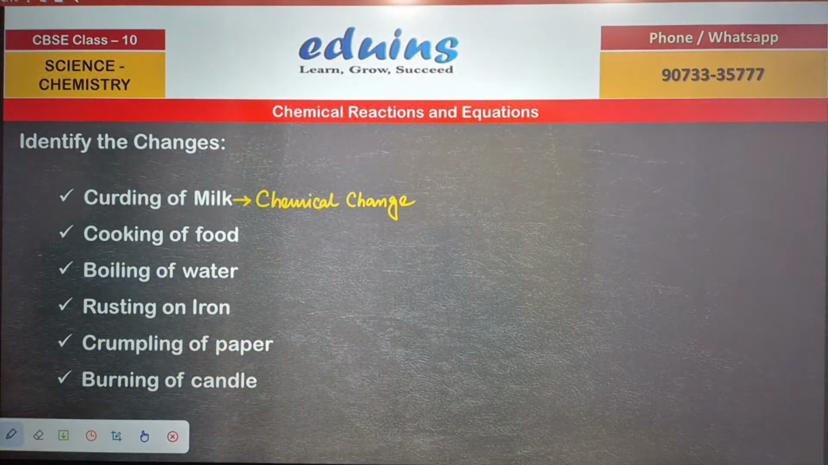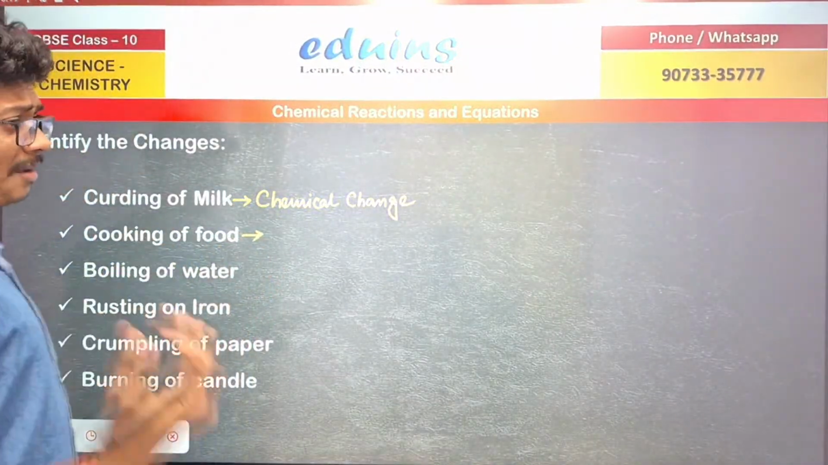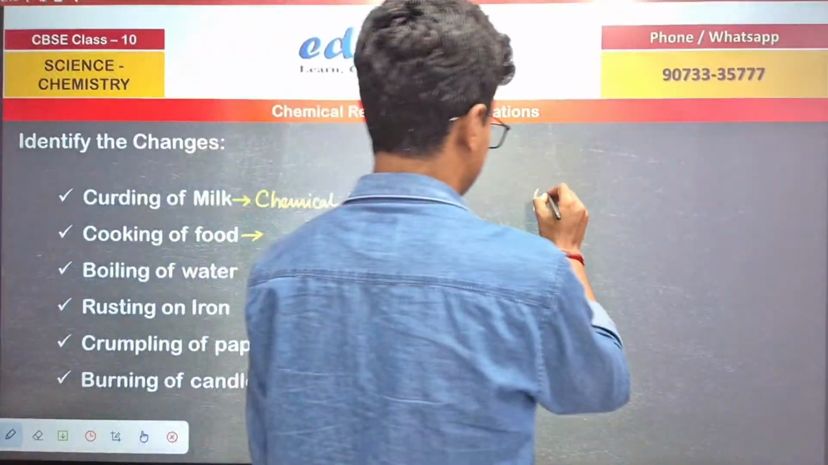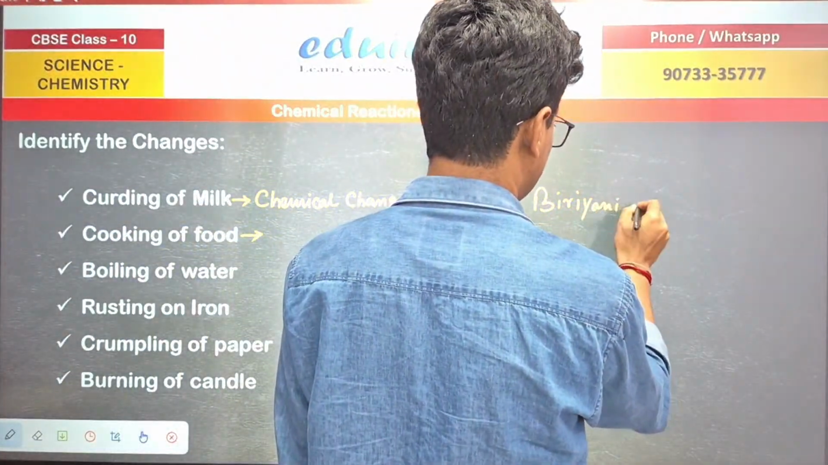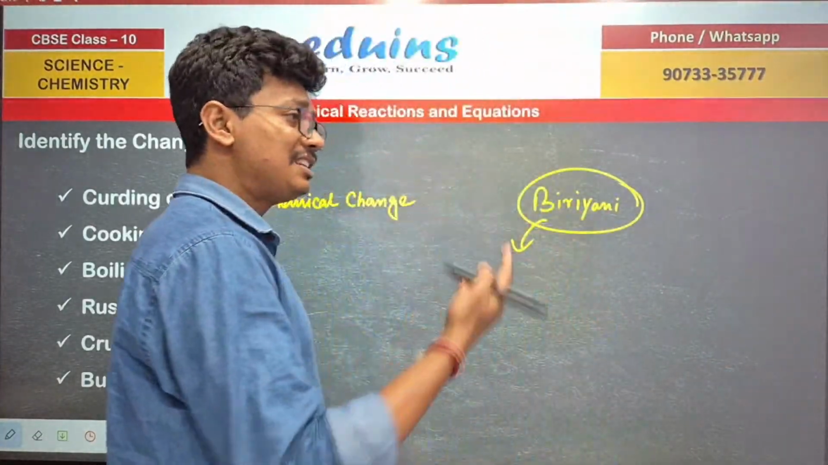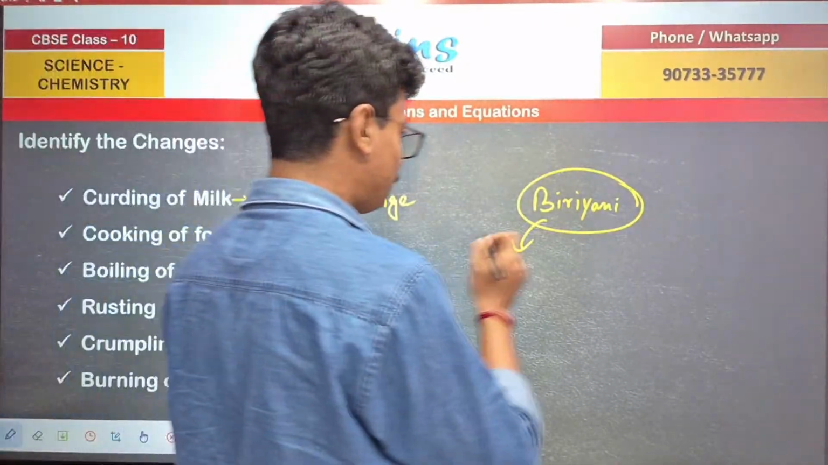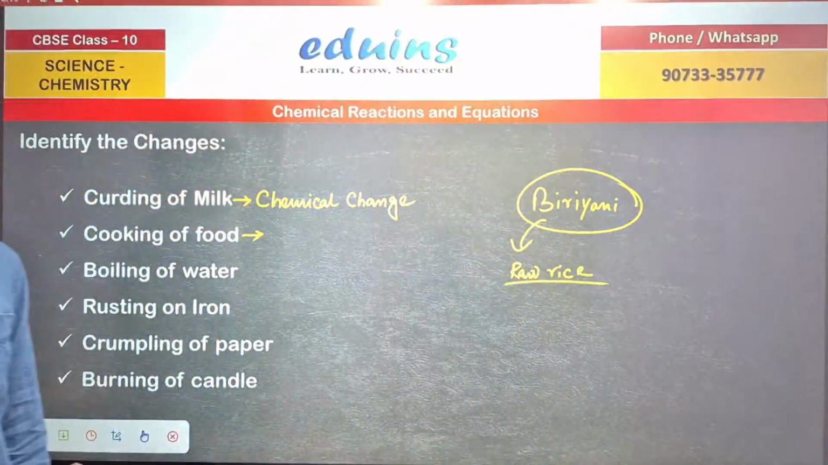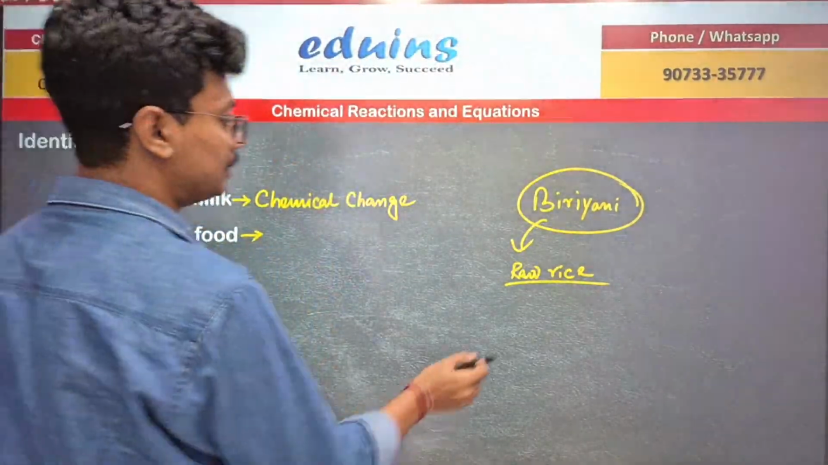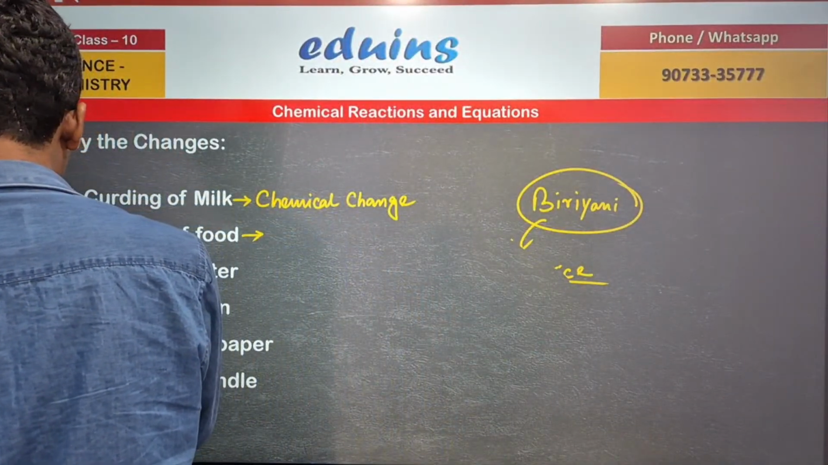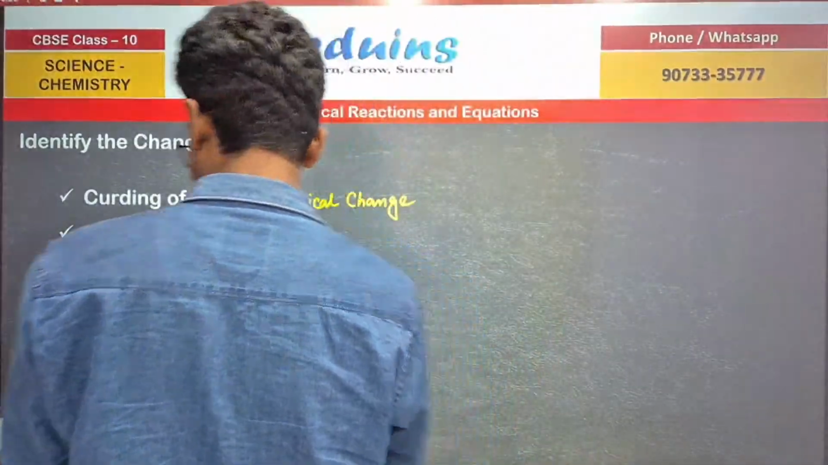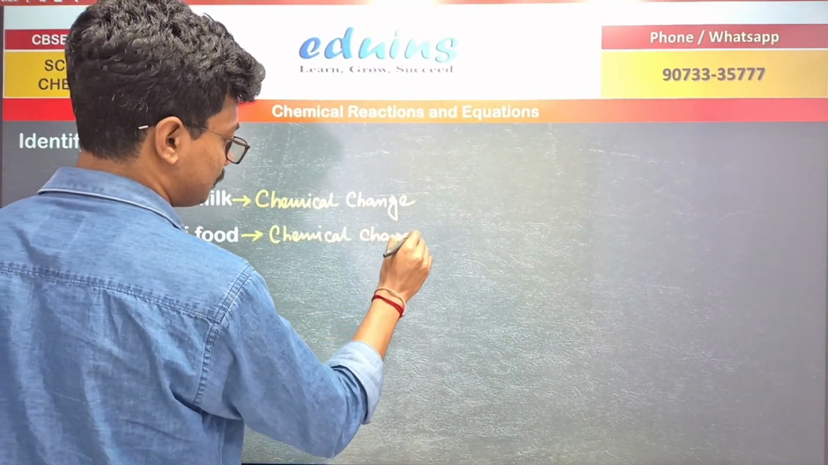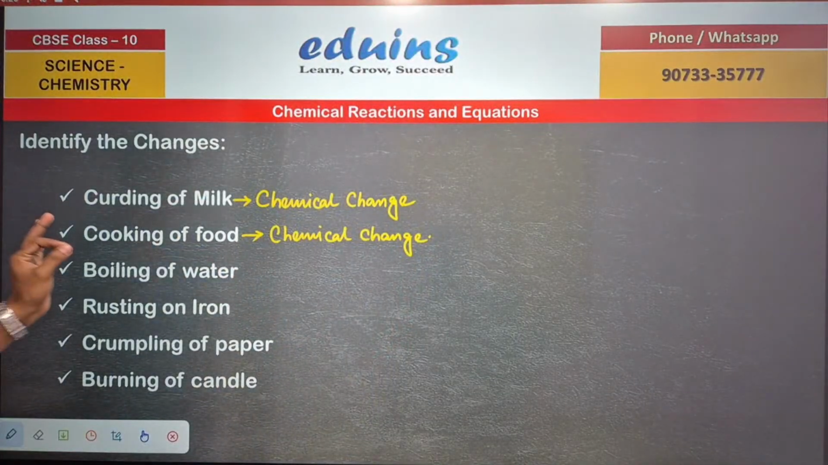Okay, next, cooking of food. Just assume that your mother cooked biryani. Is it possible from the boiled rice of the biryani to prepare the raw rice? No. So cooking of food is also an example of chemical change.